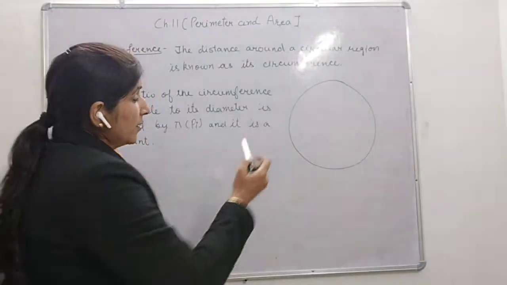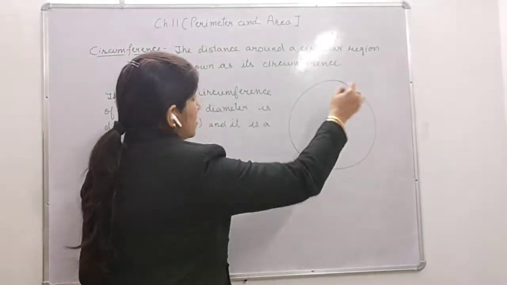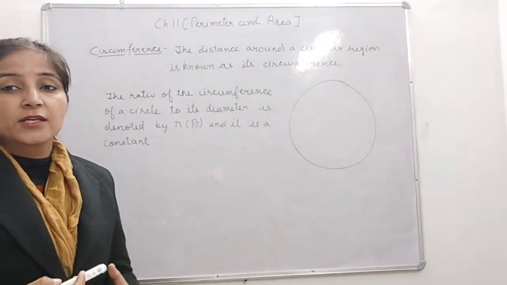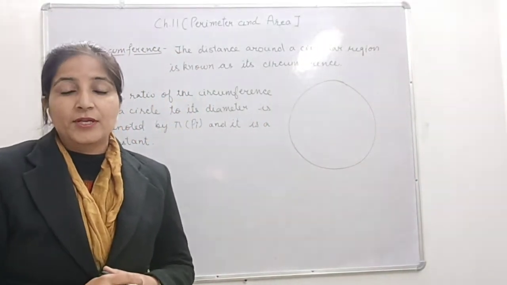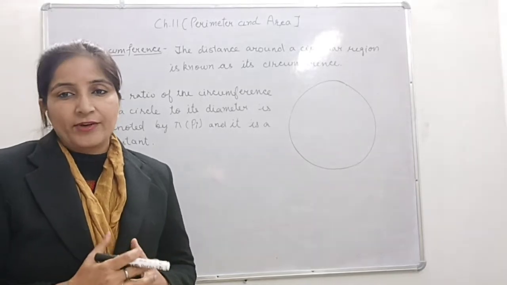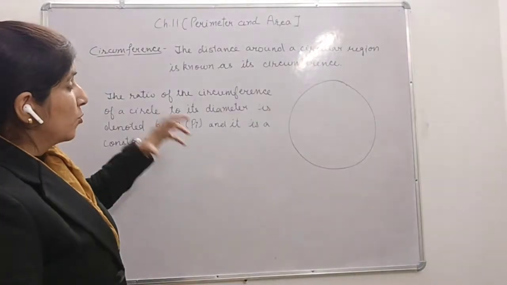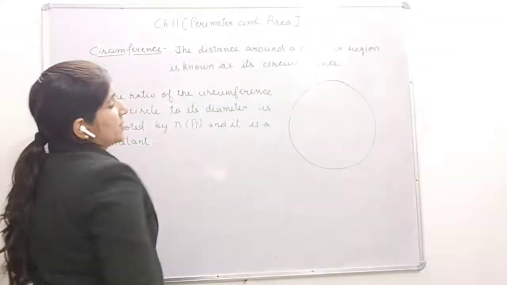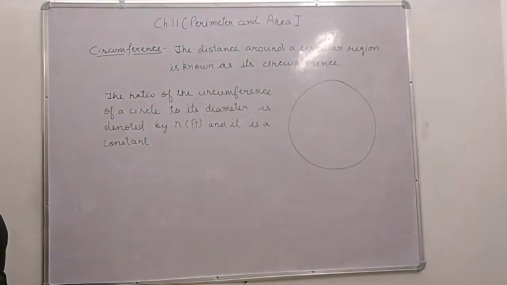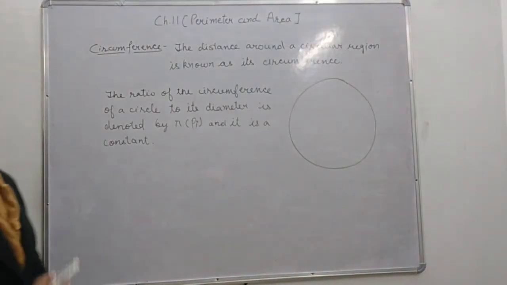Now, the boundary around the circle is not known as its perimeter. It is known as circumference. A specific name is given to it. That is circumference. So what is that? The distance around the circular region is known as its circumference.